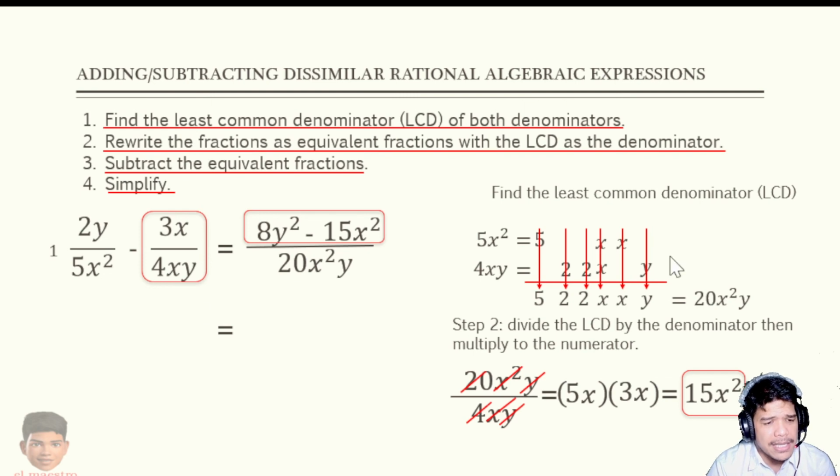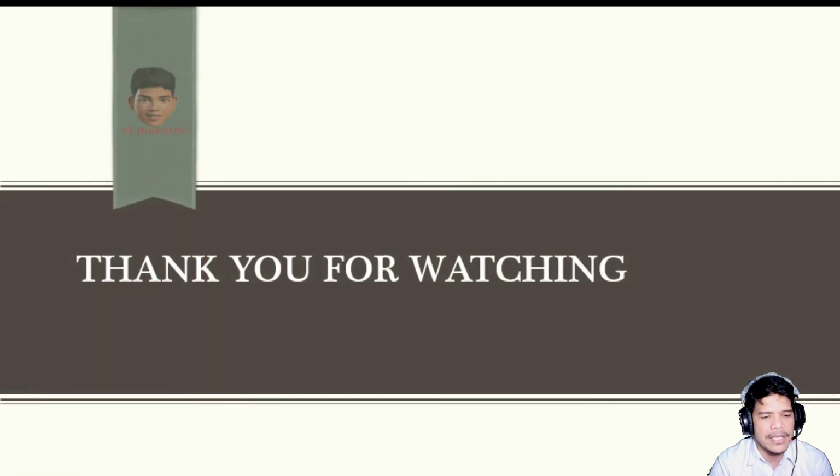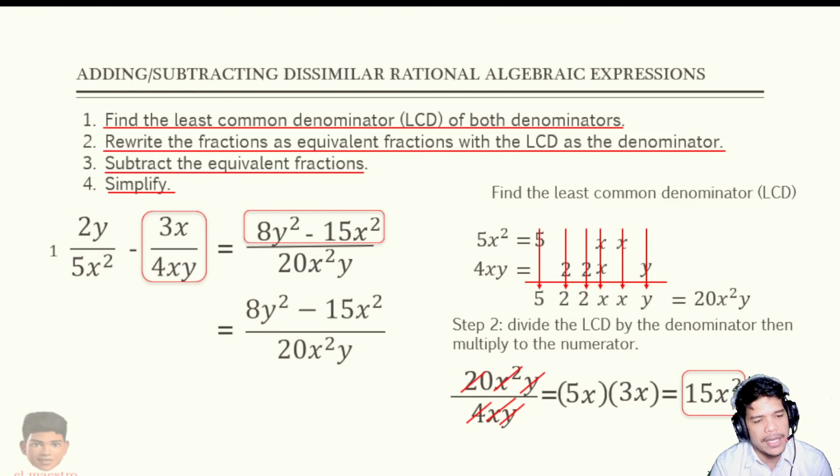And in this case, class, hindi na masisimplify. Kasi walang common factor or the greatest common factor. Hindi din mapa-factor ng ibang factoring na pamamaraan. So again, sabi ko nga, you have to review all the factoring class kasi gamit na gamit sa lesson na to, especially in simplifying rational algebraic expression. So in this case, since hindi na siya ma-simplify, meaning this is the simplified form. So our answer is 8y squared minus 15x squared over 20x squared y.